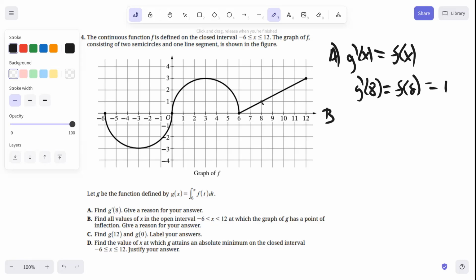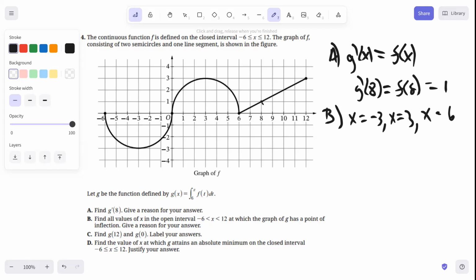Moving on to part B, find all values of x in the interval -6 to 12 at which the graph of g has a point of inflection. Give a reason for your answer. So the values would be at the extrema of the graph of f because g's derivative is f and the extrema of a derivative are the points of inflection of the original function. So those values would be at x equals -3, x equals 3, x equals 6.